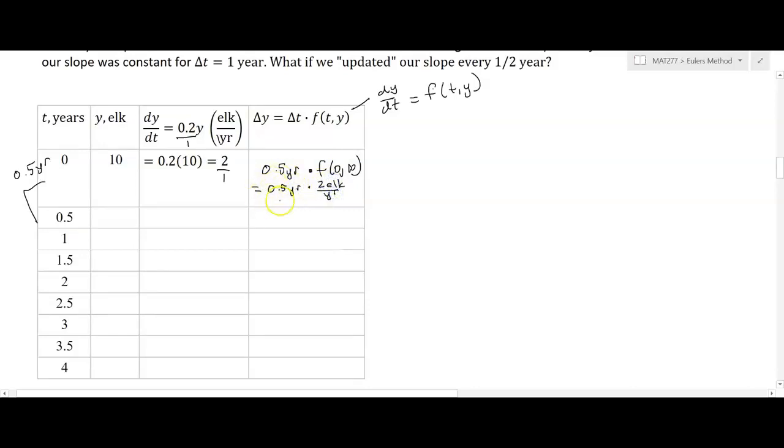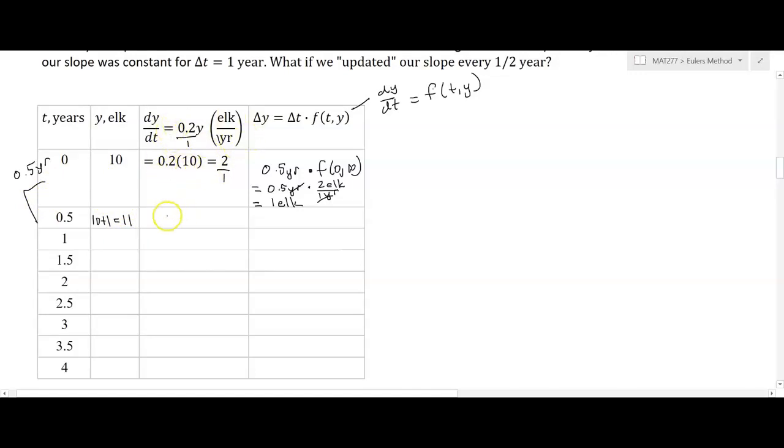So if I only change time by half a year at a rate of 2 elk per 1 year, then that comes out to 1 elk. That's my change in y. Notice that the years are gone now because the years cancel out, and I'm now left with just a change in y of 1 elk. So instead of now taking 10 plus 2, I'll only do 10 plus 1, which equals 11. Again, that's only half the time, so I should only gain half the elk.